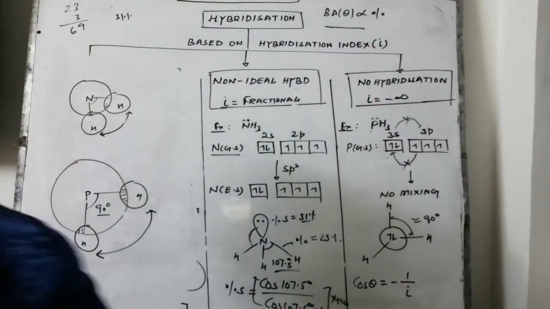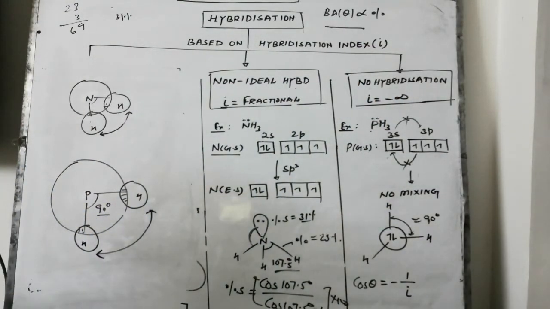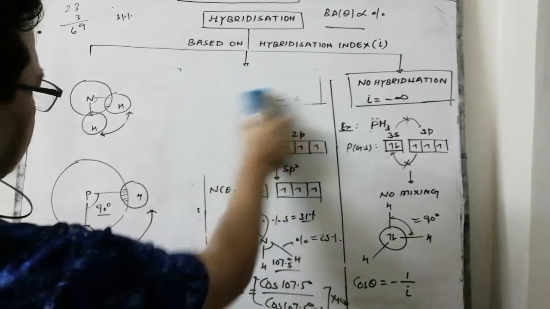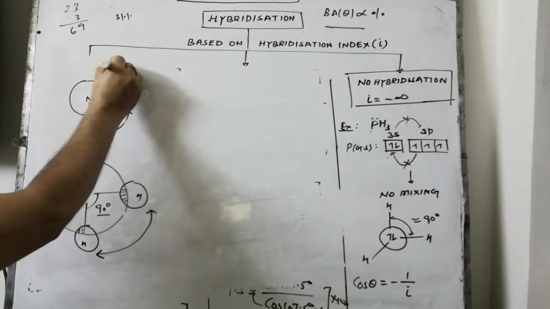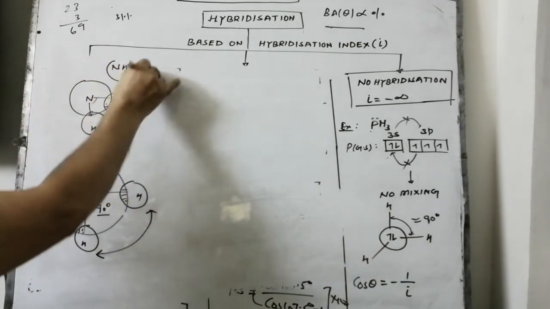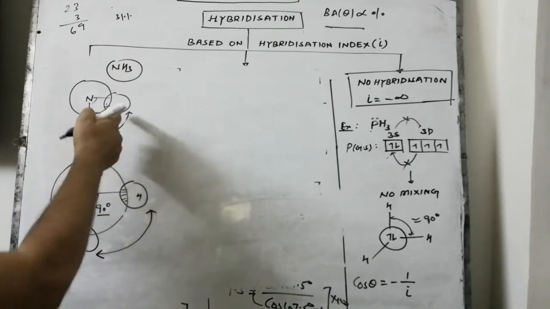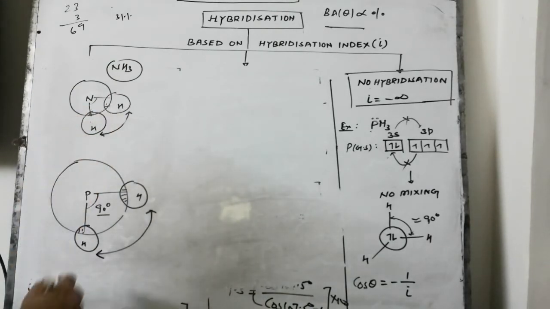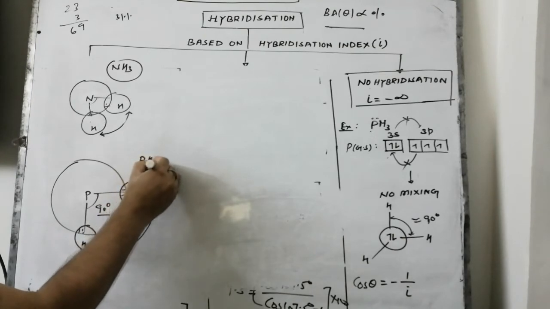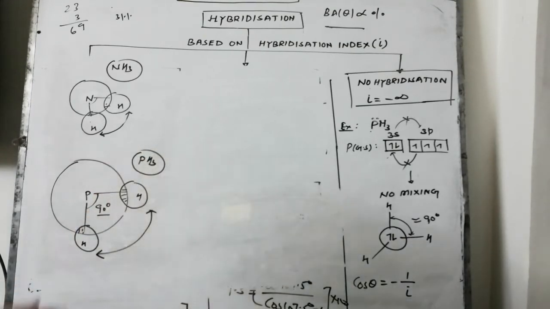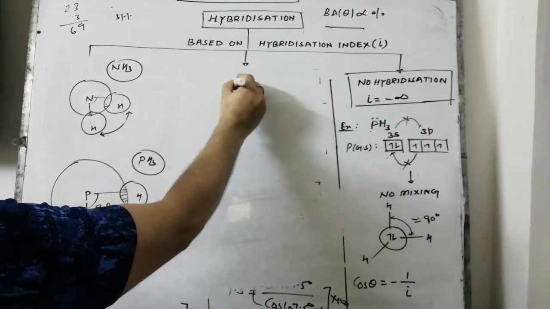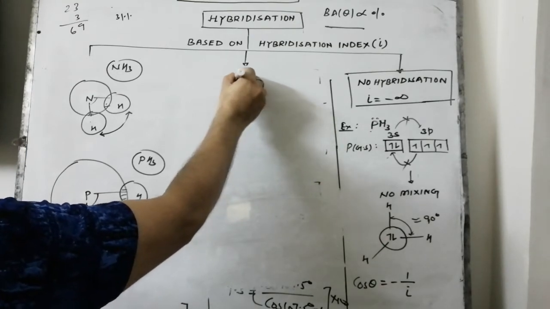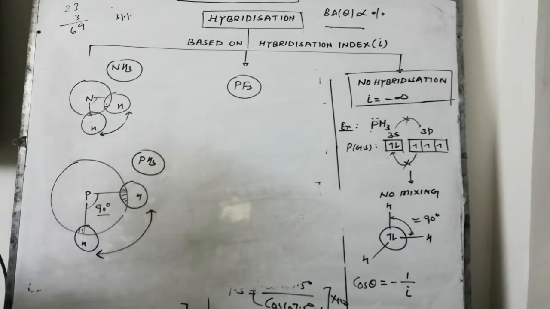Is it clear? If I take another very important example, this is the story of ammonia, where sp mixing has to happen. In case of PH3, sp mixing is not required because steric stabilization is already there. If I take an example of another compound, PF3, let us understand this case.